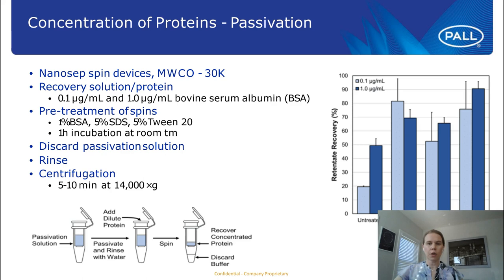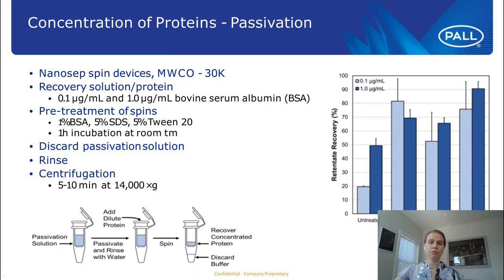In this particular case, what we did, we used a Nanosep centrifugal device with a specific membrane that had a molecular weight cutoff of 30K. And we used BSA protein, which is our recovery protein or protein of interest, which was diluted in two concentrations, 0.1 and 1 micrograms per mL. We also prepared 3 different passivation buffers or solutions. We tested 1% BSA, 5% SDS, and 5% Tween buffers in this particular experiment. But as you can see below that data graph, there are other passivation buffers that you would be able to use in addition to the ones that we tested.